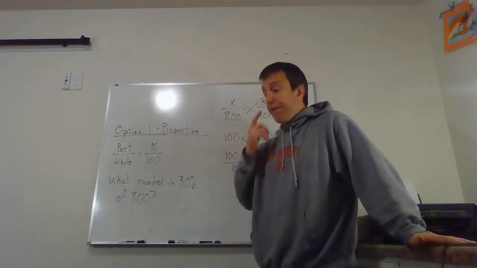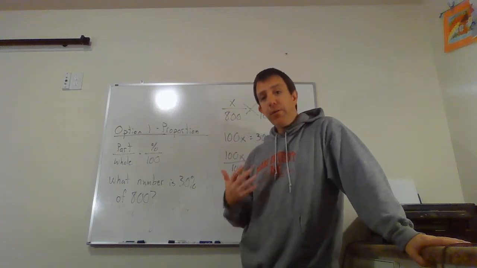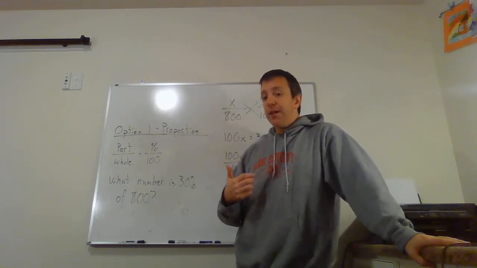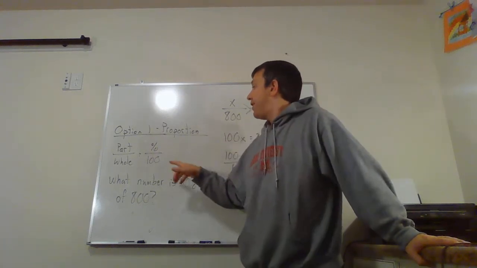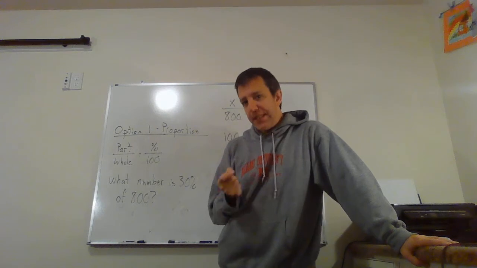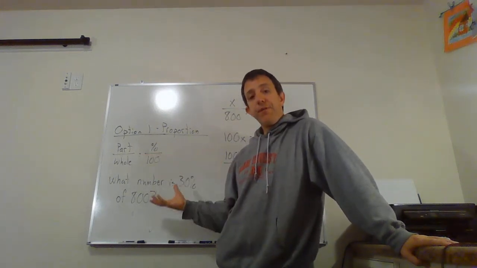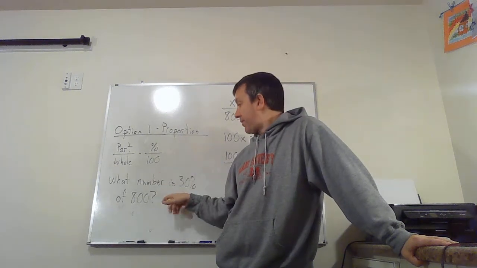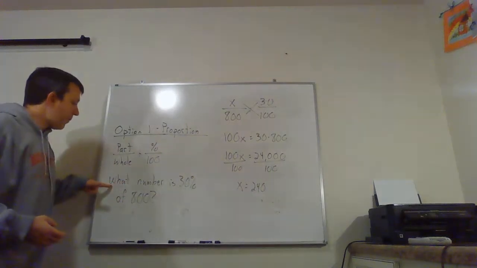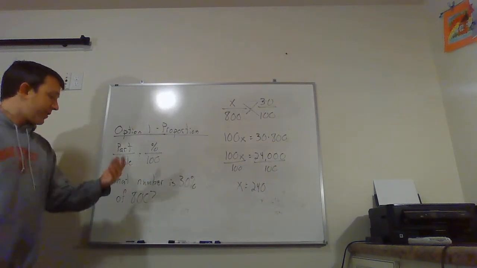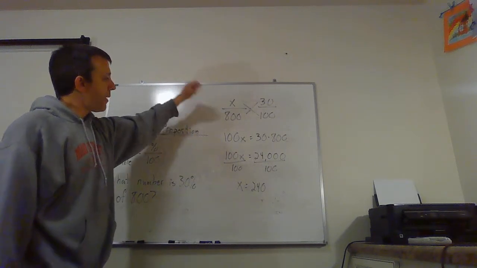Okay, so our first method to solve these, option one, is to use proportions. We know that percent means out of 100, so we're going to take advantage of that to set up a proportion. So here's what we have. The part over the whole, remember those pieces that we just talked about, is always equal to the percent over 100. For the problem I had on the board before, what number is 30% of 800? Remember, the what number was our part, the 30% is the percent, and the 800 was the whole or the base. So here's my proportion.